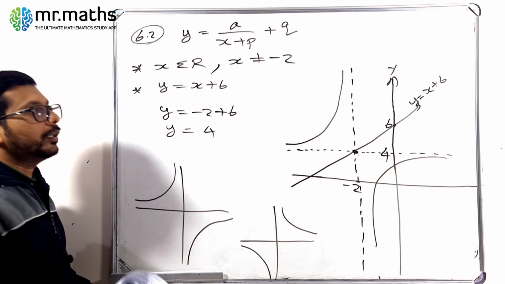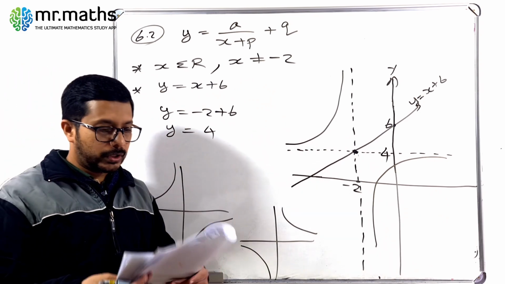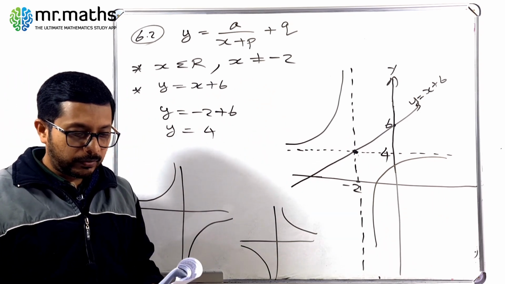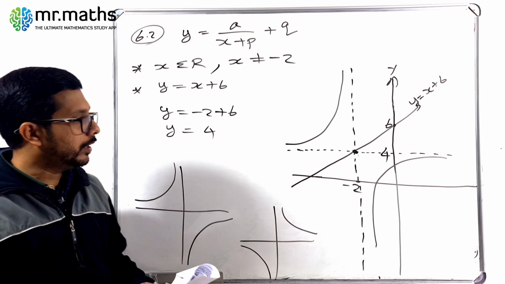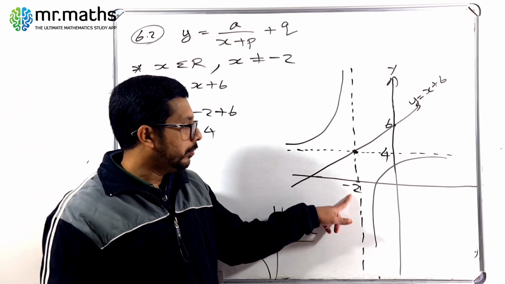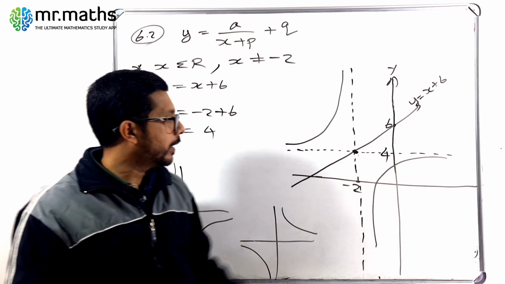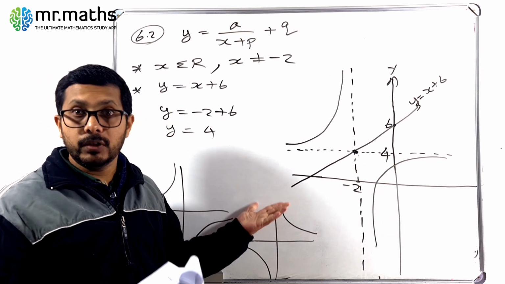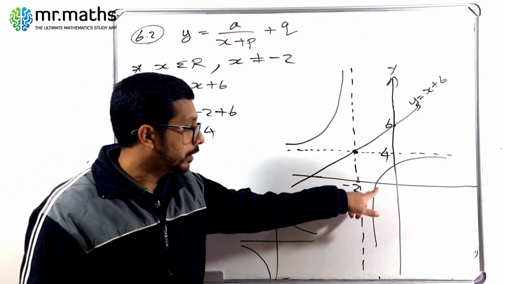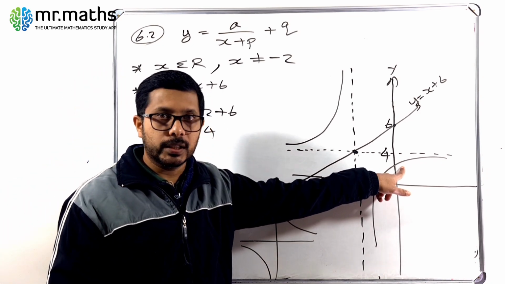What is the question now? Draw a neat sketch graph of this function. Your sketch must include the asymptotes, if any. So here you can see that you included the asymptotes, and they are not saying anything about the x-intercept and y-intercept, or we don't have enough information to mark the x-intercept and y-intercept.